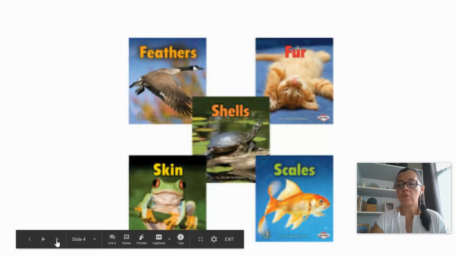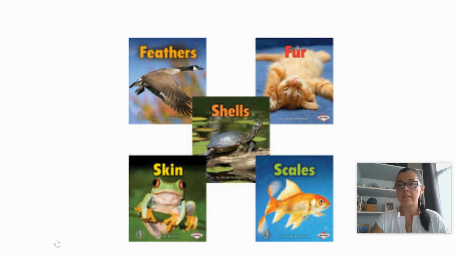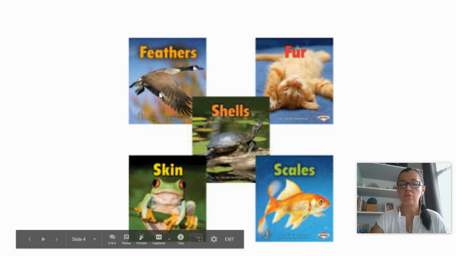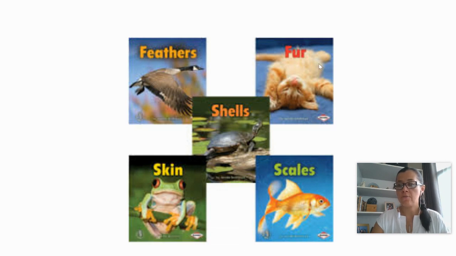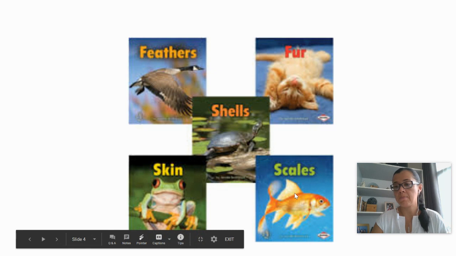Finally, we talked about animal coverings. Okay, so we mentioned that some animals just have skin. Some animals have scales like the fish, shells, fur, and feathers. Important words: feathers, fur, and scales. Okay, those are very important for you to know.